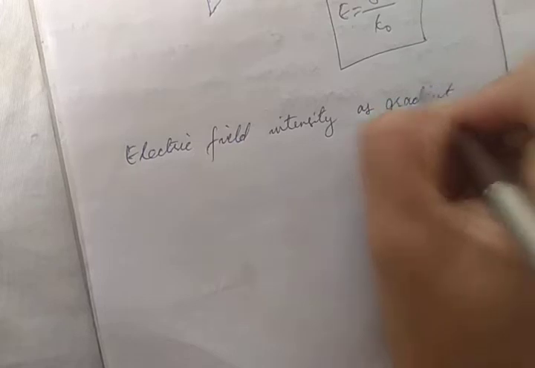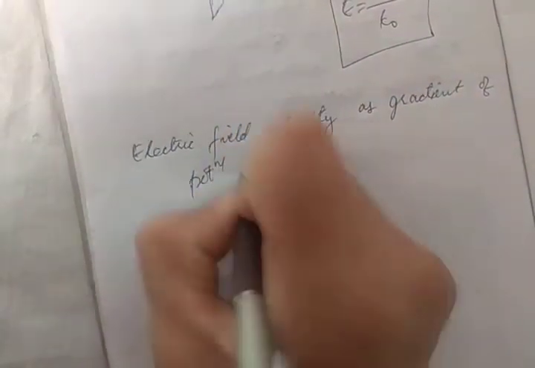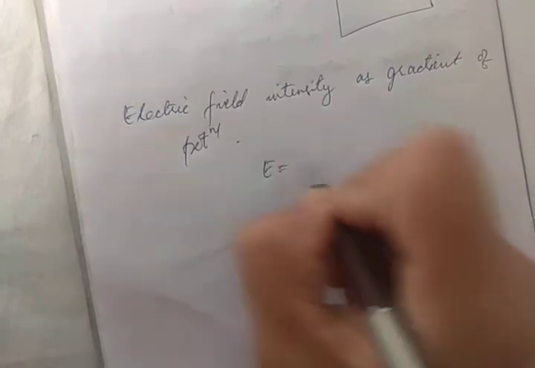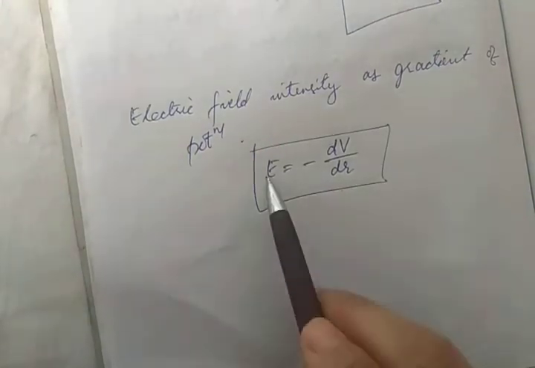Now, another thing I want you to remember is that we have done a derivation where we called the electric field intensity the gradient of potential. In that case we got this expression: electric field intensity is minus dV by dr. You can go and check this again. A very, very important derivation, electric field intensity as the gradient of potential.